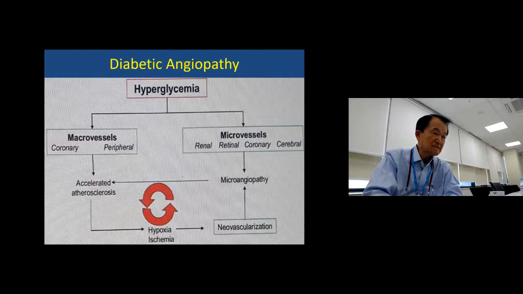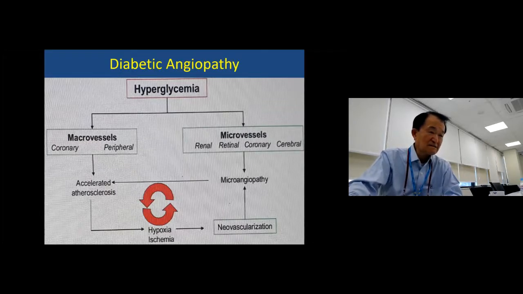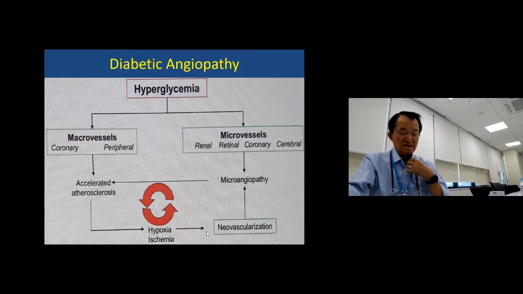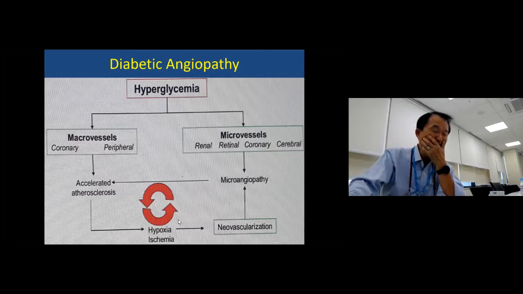So if there is hyperglycemia and these vessels and all these important organs are not functioning, that makes angiopathy. And this will make atherosclerosis, and certainly hypoxia. Hypoxia, just like inflammation, triggers every disease process. So it's all recycling.